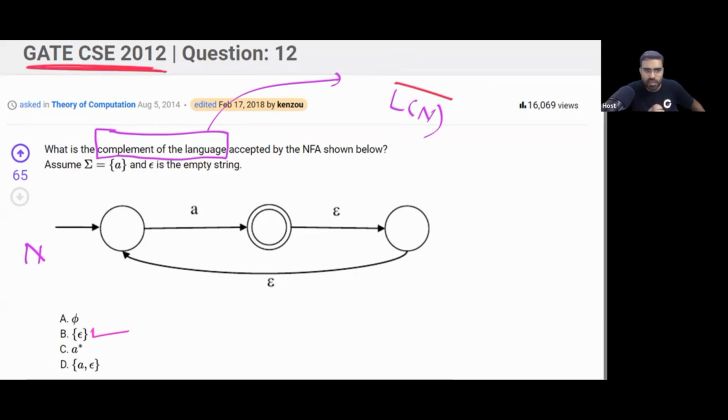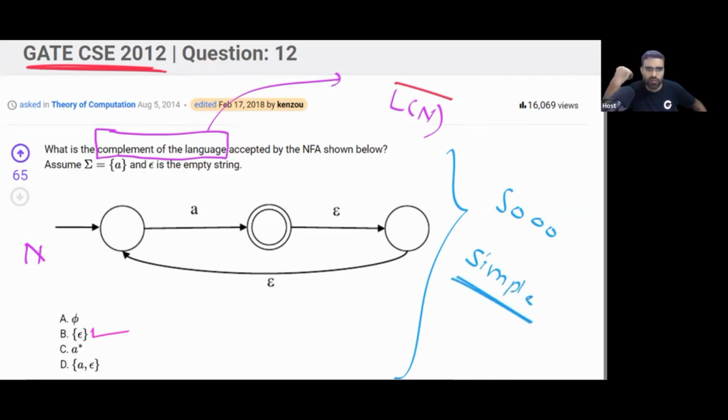But let me tell you, if you go to this question on the GateOverflow website, a lot of discussion is there. Can you tell me why? For such a simple question, there is still a lot of discussion. Many students find this question complicated. You just find the language from this NFA, which will be A plus, and the complement will be the set containing the empty string. But still there is a lot of discussion.